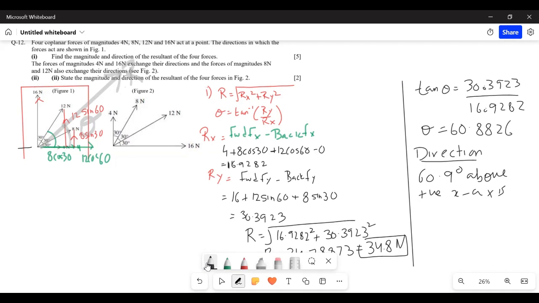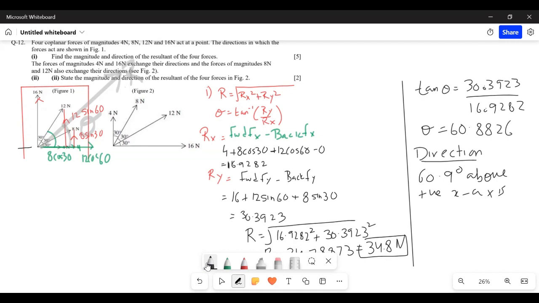Part 2 says the forces of 4 Newton and 6 Newton exchange their direction, and the forces of 8 Newton and 12 Newton exchange their direction. State the magnitude and direction of the resultant force in figure 2. Okay, notice that in both figure 1 and figure 2 they're asking for the resultant magnitude and direction, but part 1 is for 5 marks and part 2 is only for 2 marks. So that means you're not expected to do similar working for part 2.